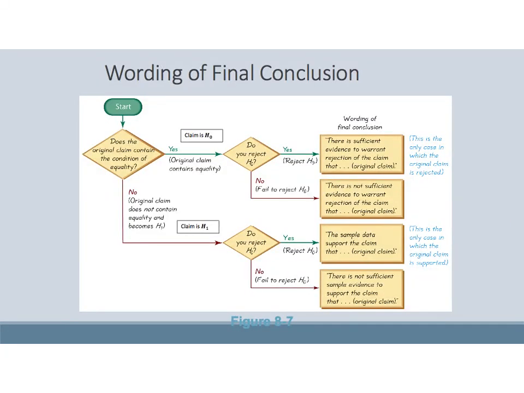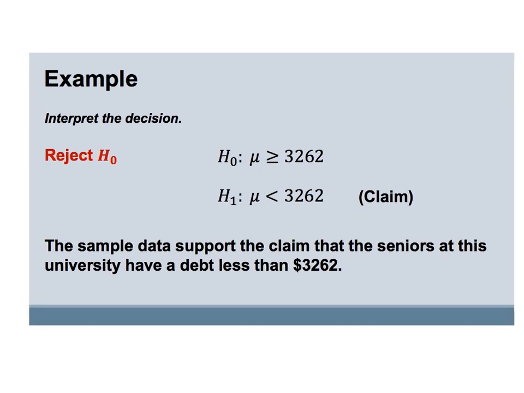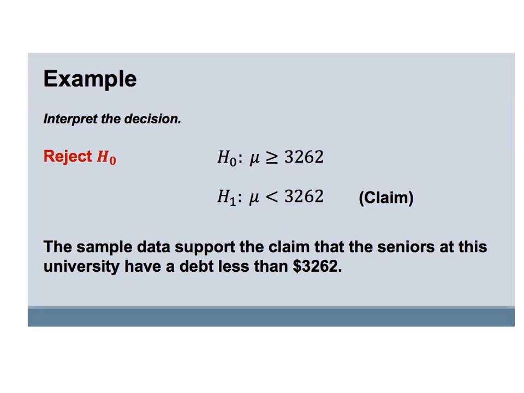Now, following this flow chart, our claim was that it was less than, so our claim was the alternative. I rejected the null, so I'm going to use this one. The sample data support the claim that the seniors at this university have a debt less than $3,262. It appears that the student senate was correct.